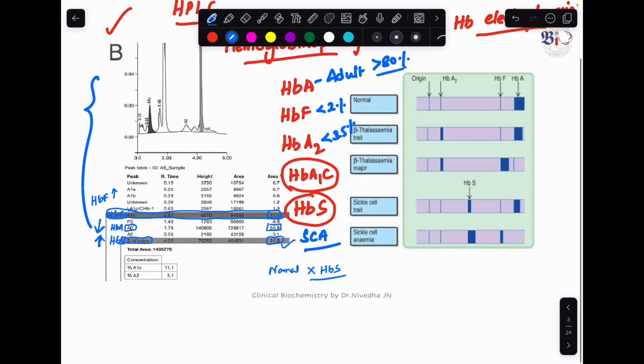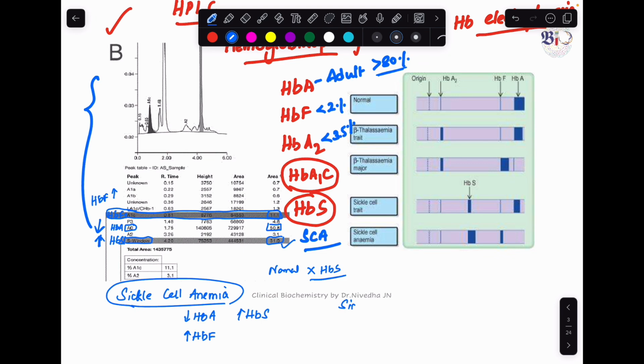So in sickle cell anemia, what do you find? This is the picture that we find. We find reduced adult hemoglobin, HbA. We find increased HbS, and also we find increased HbF here. Alright, this is sickle cell anemia.